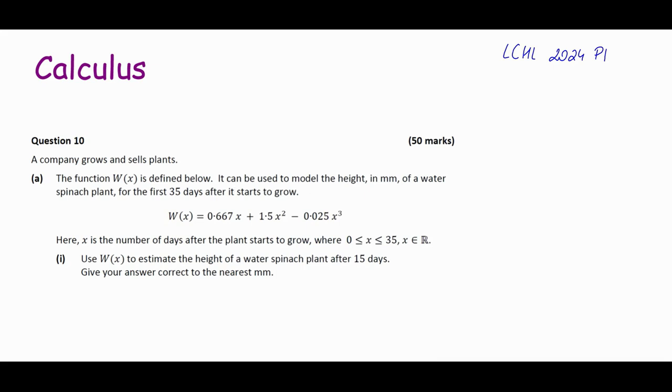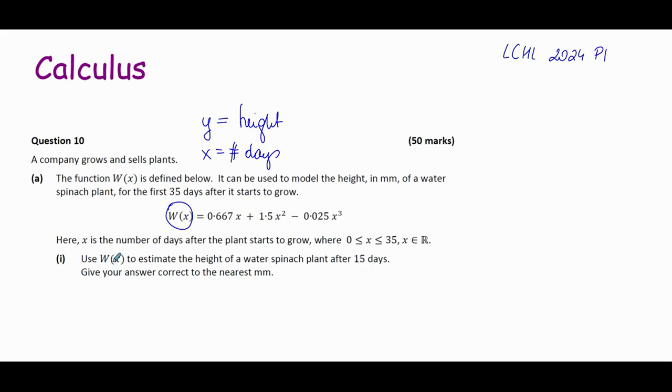So that means that W, or in another word, Y, is the height of the plant, isn't it? And then X is the number of days. Now remember, a function is always about X and Y values. So what do we need to do?